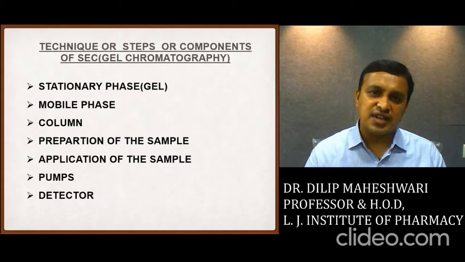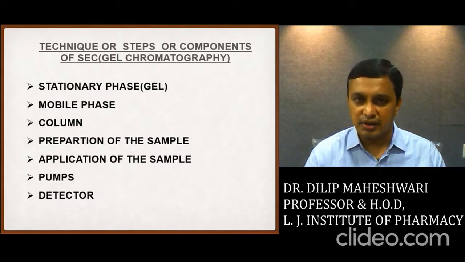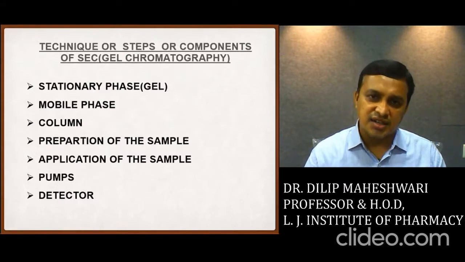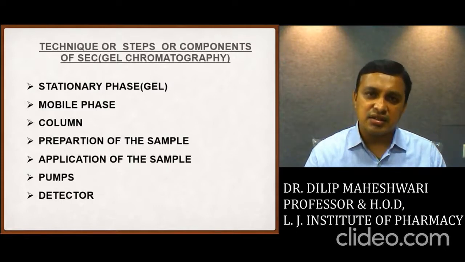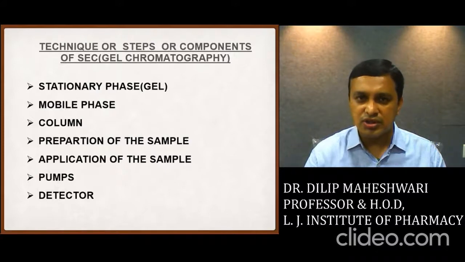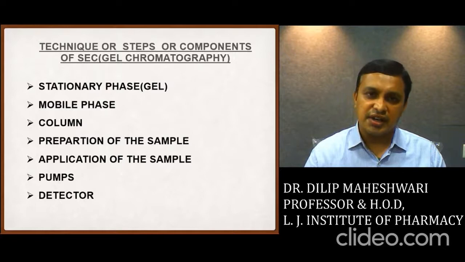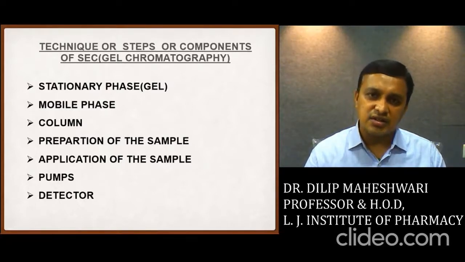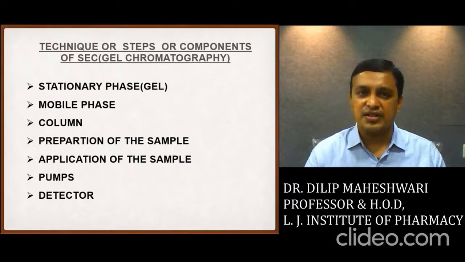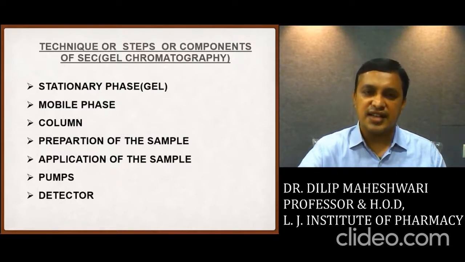After separation, your compound passes through the detector. Here the refractive index detector, UV detector and mass detector are generally used, which can analyze the molecular weight of your compounds with the help of mass spectroscopy. So on the basis of your compound's affinity, you have to select the detector so you get the proper results. So these are the steps or components of the technique of size exclusion chromatography.